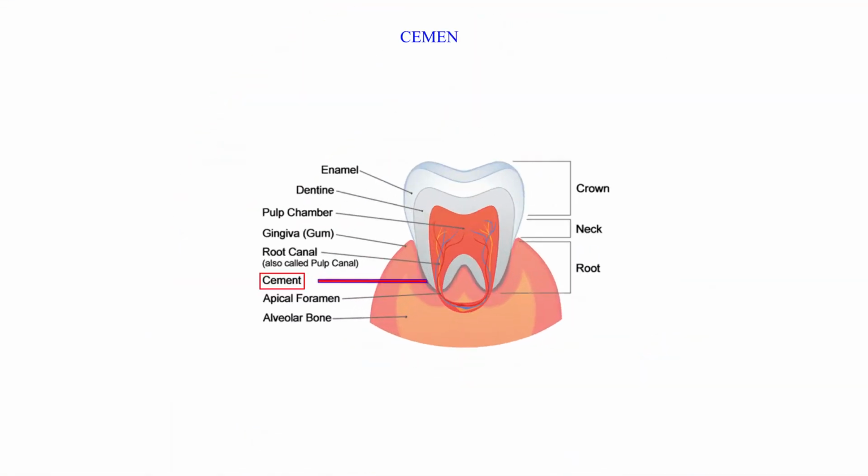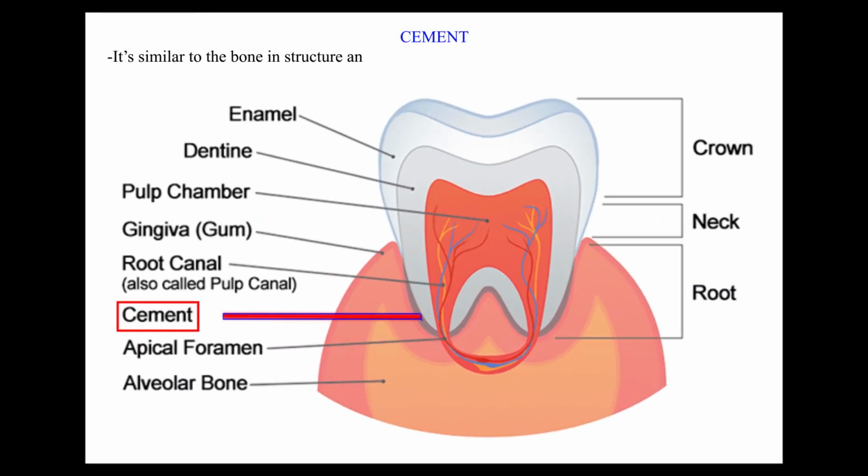Cement. It's similar to the bone in structure and it lines the root and holds the root in its socket in the jaw.